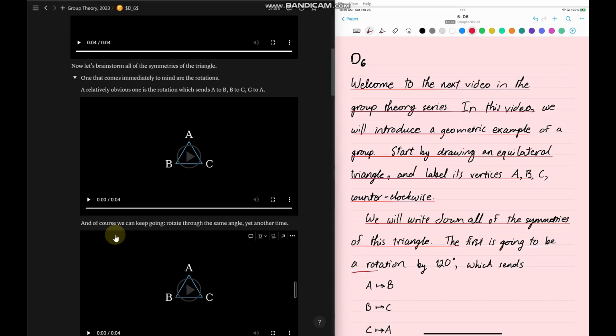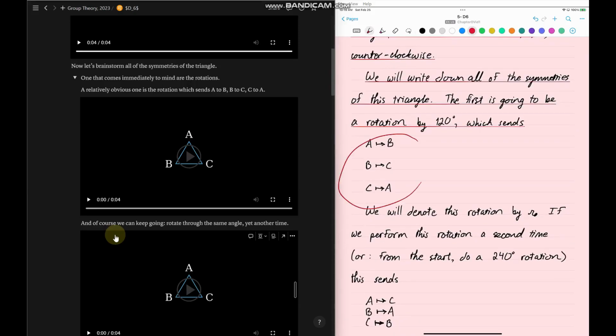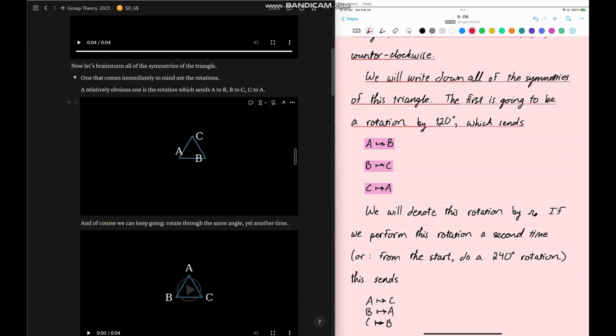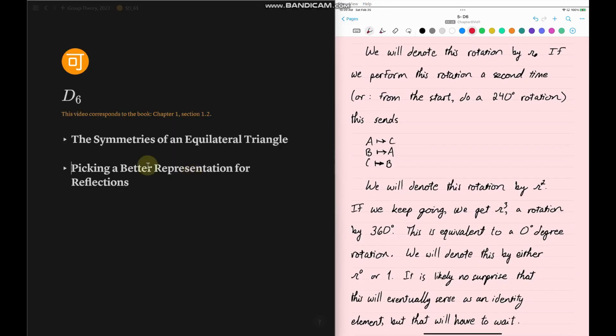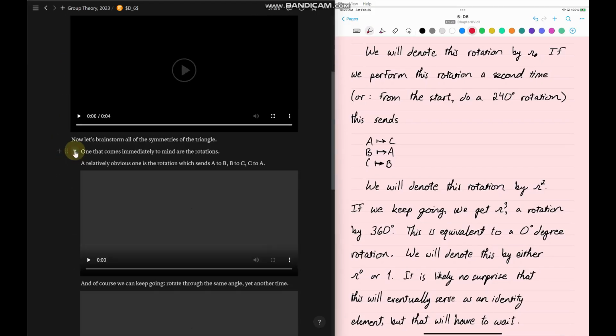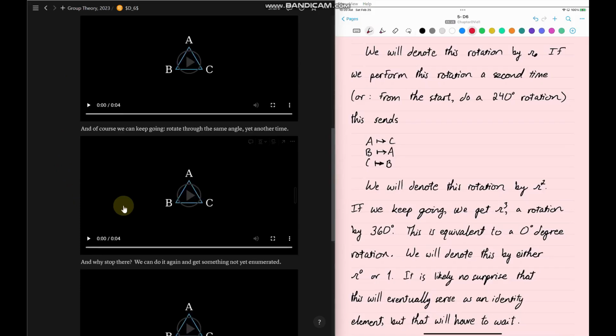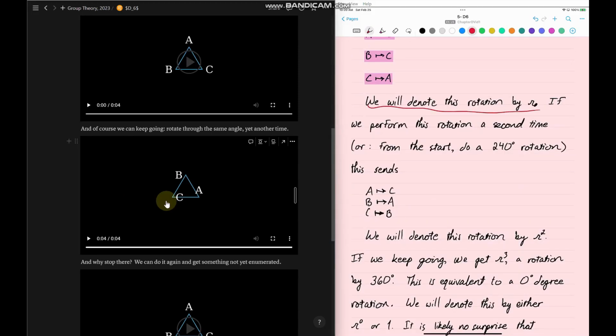The first is going to be a rotation by 120 degrees, which sends A to B, B to C, and C to A. We will denote this rotation by an R.